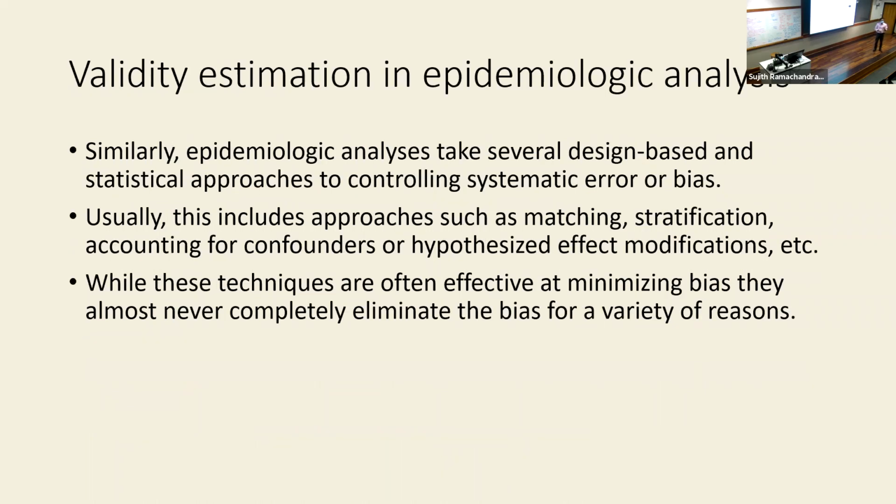There is also systematic error or bias that we have to deal with when we conduct this research. Usually, for systematic error, we also do several design-based or analysis-based approaches. These can be things such as matching your groups with and without exposure. You might be interested in stratification. You might be interested in propensity score techniques or some other multivariable methods, or maybe you just want to do some simple multivariable regression models where you account for the confounders or other variables that are important to your study. These techniques are all great.